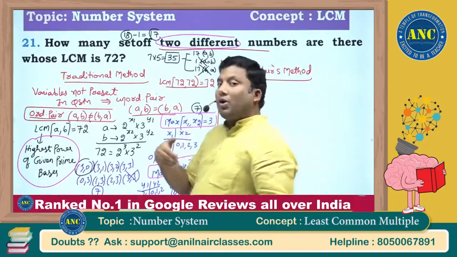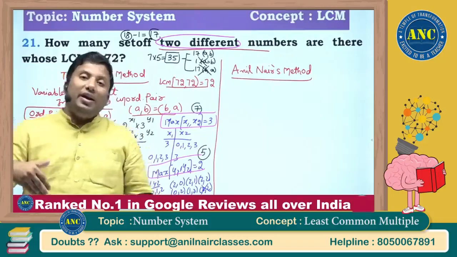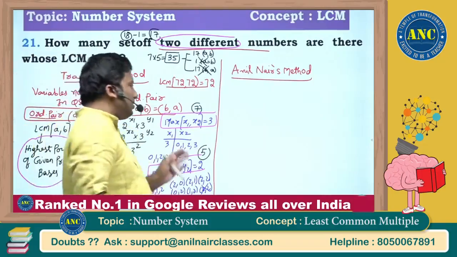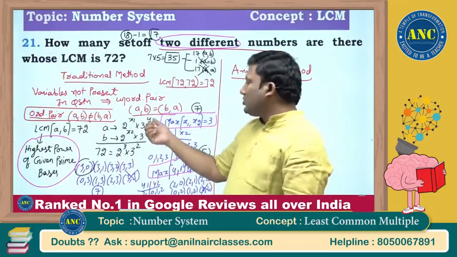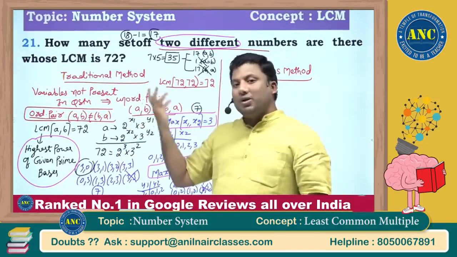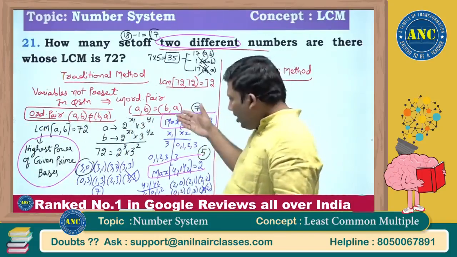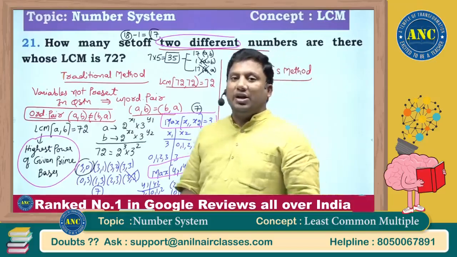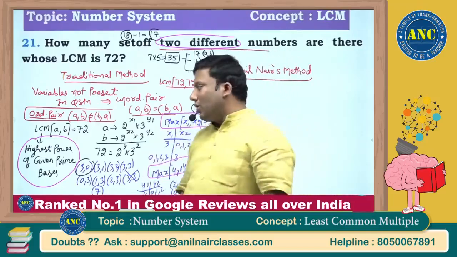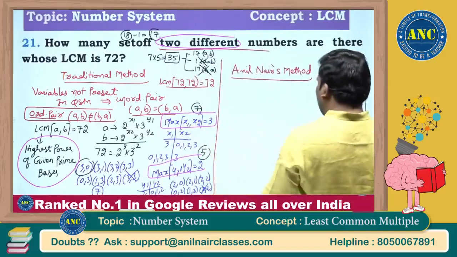This is the process to solve. If there are 3 variables, again we have to do 2 power x1 into 3 power y1 into some other power z1. Like that, a lot of cases we need to solve. Cases we will not do. Now the shortcut approach. Now see here.